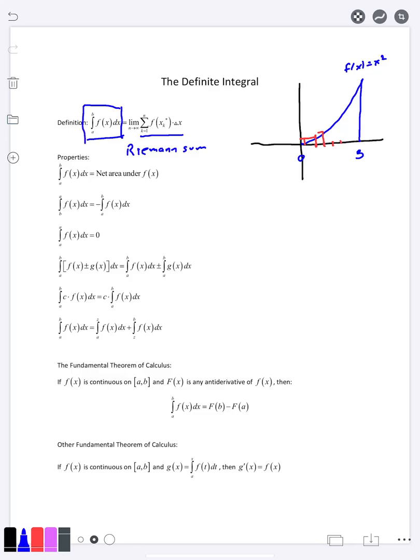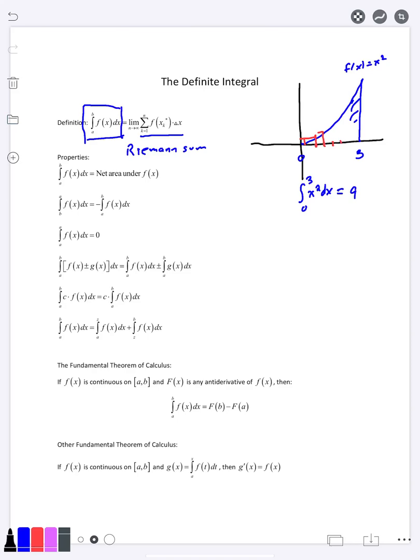So for this answer, this area up here that we got, the area was 9, we would now write that as the definite integral from 0 to 3 of x squared dx, which just means the area underneath x squared from 0 to 3.